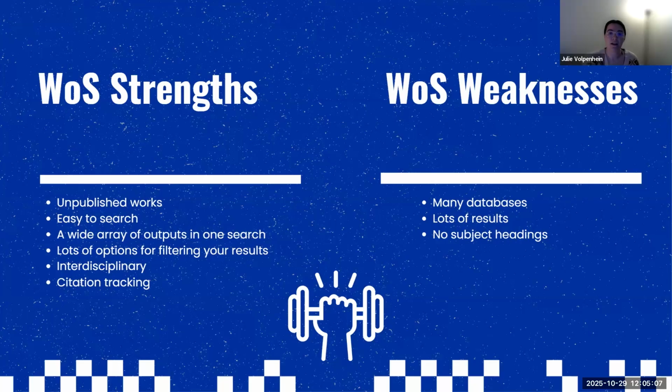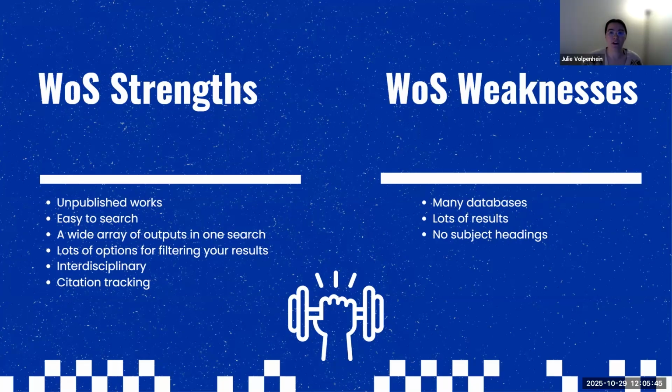Web of Science can be very easy to search if you just need a basic search of a topic, and they've recently made this even easier, which I'll show you. There's also a wide array of outputs in one search. I mentioned all the different types of documents that they have. You can do one search and receive maybe all of those coming back. So it's not just those peer-reviewed works. There are lots of options for filtering in Web of Science. So if you have your search and maybe it's too many articles or not exactly what you need, you can adjust it.